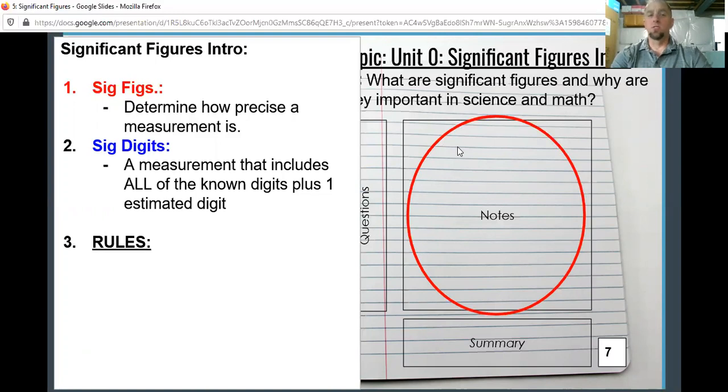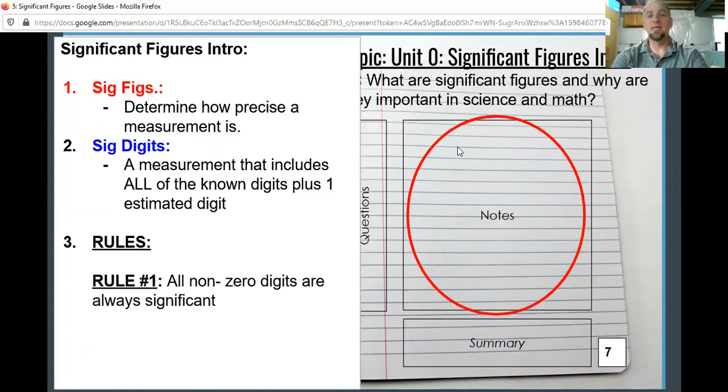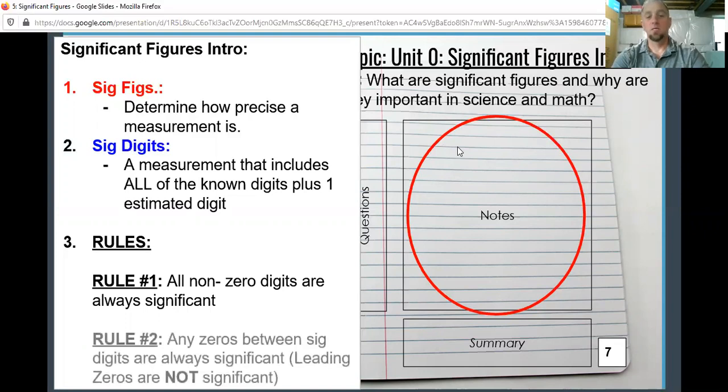So there's a few rules in determining how many significant figures are in a value, in a term or a number that we have. So the first rule is that any number that's a non-zero is going to be significant, right? Zero alone, sometimes it's not that important, especially if it's all by itself, but definitely any number that is not zero is always going to be significant.